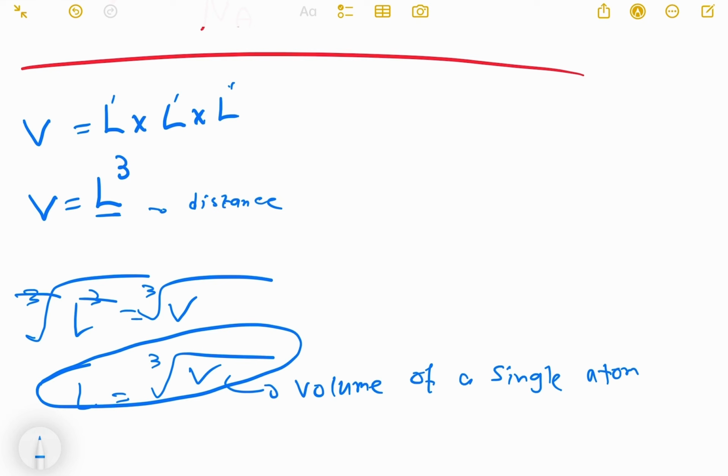In the next video, we will be learning how we can calculate density.